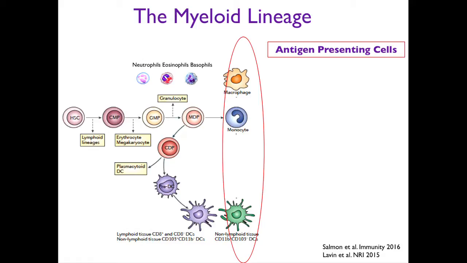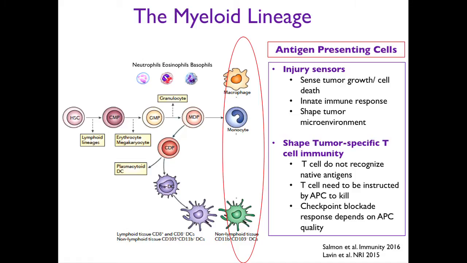And I'm going to focus on this group of cells because of their key role in anti-tumor immunity. These mononuclear phagocytes are also called antigen presenting cells, and they are able to really sense the environment. They are injury sensors that can sense tumor growth, tumor cell damage, cell death, and microbial signals. And when they sense damage, they release inflammatory molecules, which is also called the innate immune response, that contributes to shaping the tumor microenvironment.